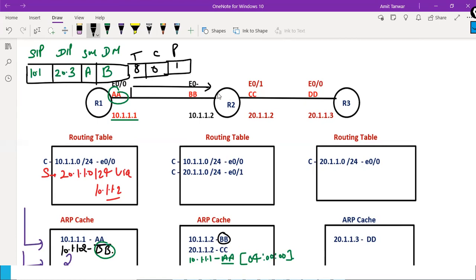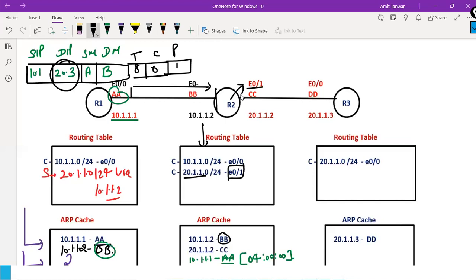So the packet will reach Router 2. Router 2 will check it. What's the destination IP? 20.3. It's not for me, but on another interface my 20 network is connected. So it means it's connected with me there. Then it will check its routing table. Do we have any routes? Yes, we have routes. And how to take the exit? You have to take the exit from E01. So the router will take the routing decision with the help of its routing table, and then will try to forward the packet from here.